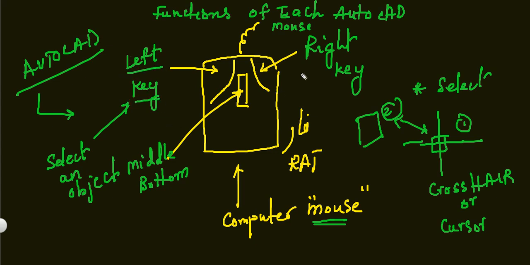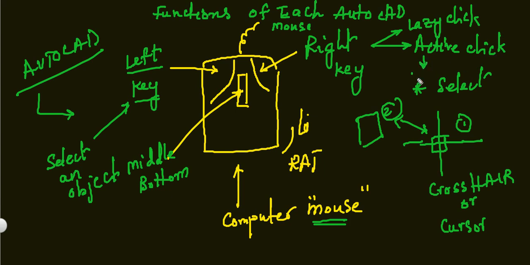The right key basically has two functions in John's mouse. One is the lazy click, another one is the active click. Active click means Enter. The lazy click means you will open one new window. When I explain it in the software AutoCAD, things will be clear.